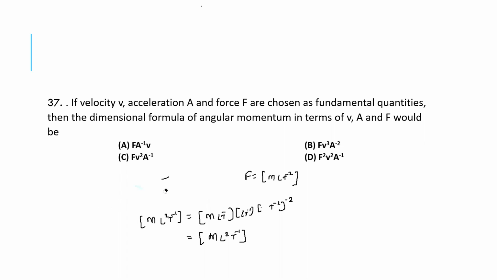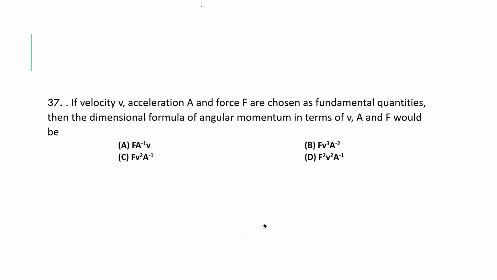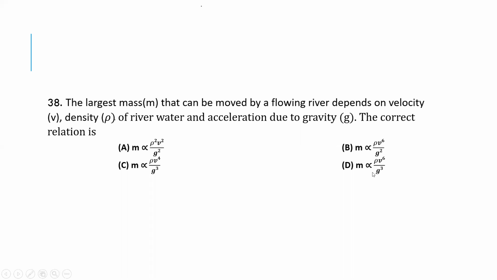The next question. The largest mass that can be moved by a flowing river depends on velocity, density of river water, and acceleration due to gravity. The correct relation is, see here what they have asked you: the largest mass that can be moved by a flowing river depends on velocity, density of water, and acceleration due to gravity. The correct relation we need to calculate. See here.